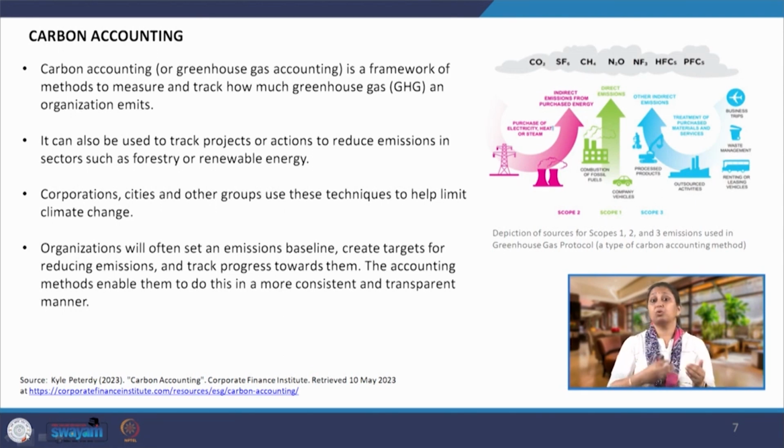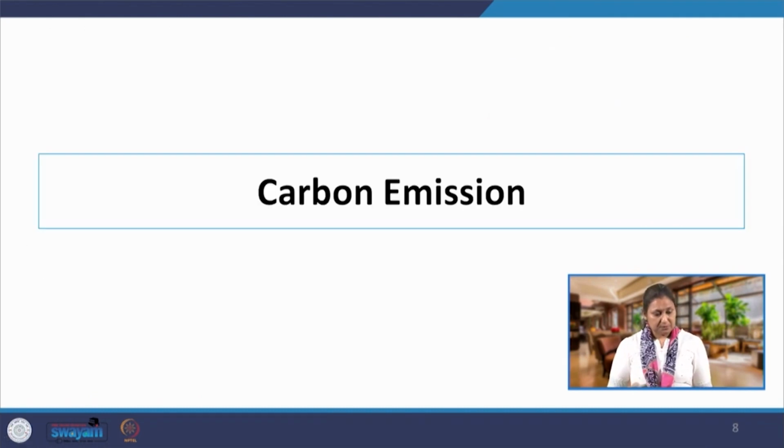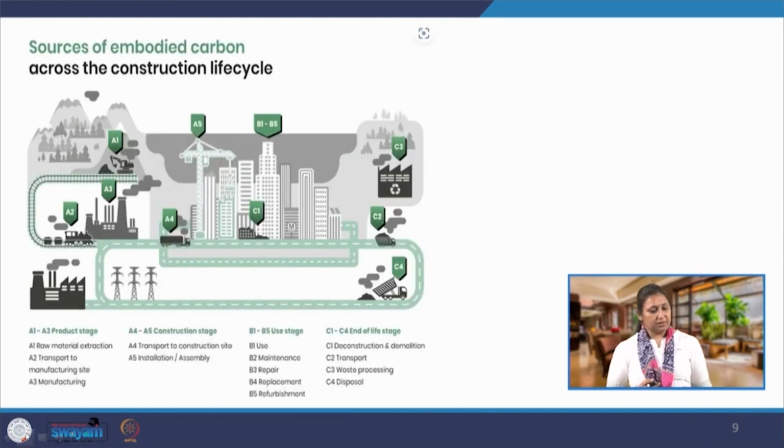these days. So, it is only becoming more and more robust, the tools are becoming more and more robust, and the GHG protocol, greenhouse gas protocol, which is what we are going to see starting from next week onwards, is a form of carbon accounting. It is a type of carbon accounting method. Now, coming to carbon emissions.